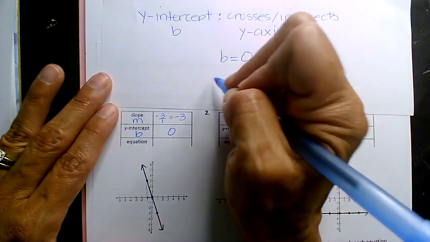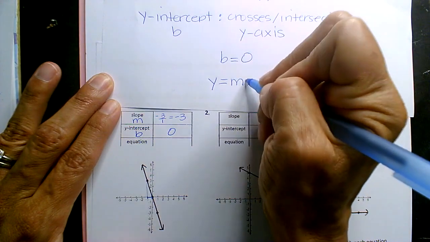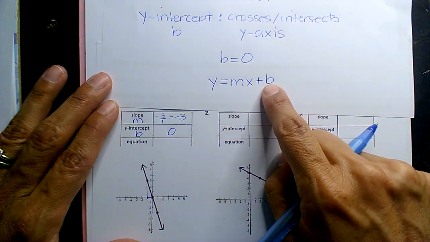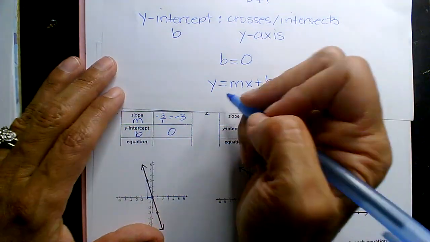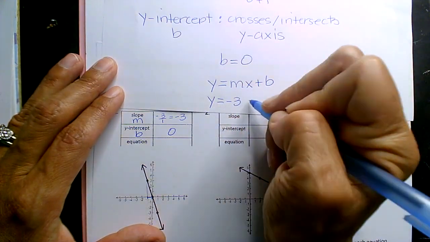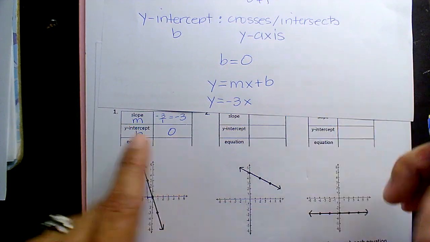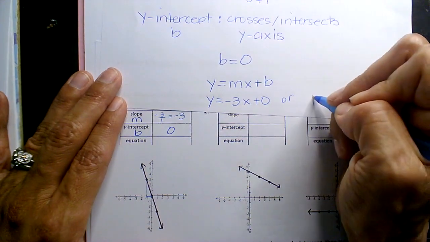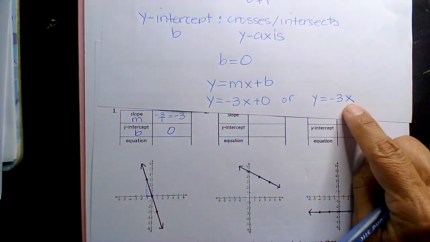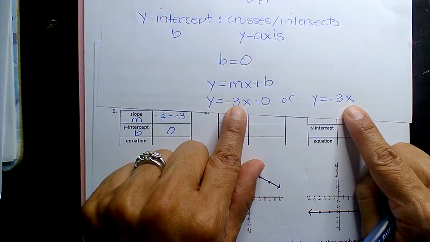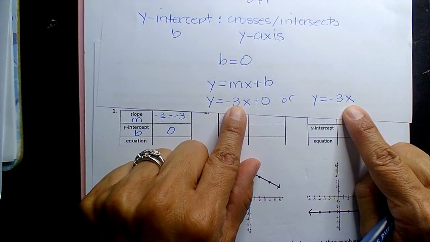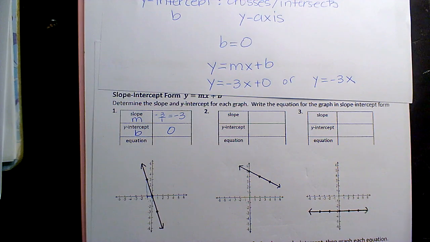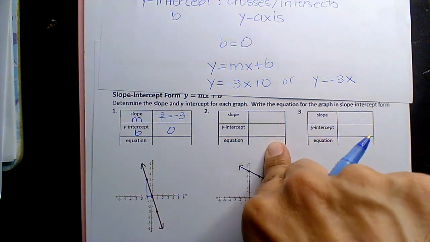Okay, so then what's your equation? If they're asking you to write it in slope-intercept form, m is your slope, b is your y-intercept, so my slope is -3 and my y-intercept is 0. It's up to you. You can write y = -3x + 0, or if you're comfortable, you can write y = -3x. Either one of these two. Okay, you could do the second one even though some of you already did it.